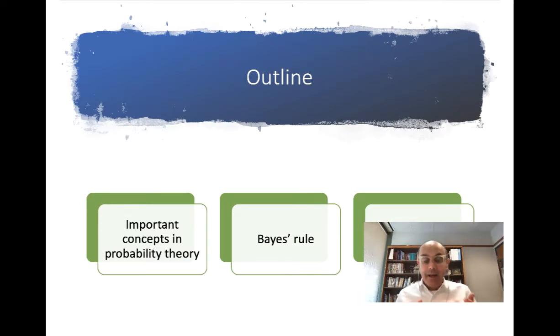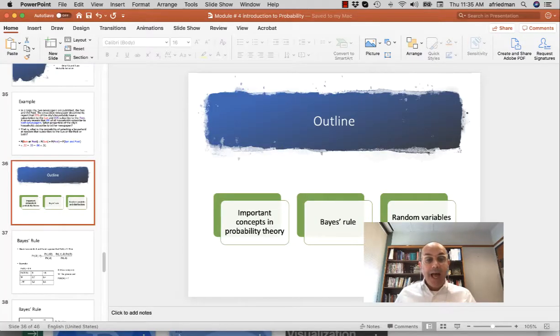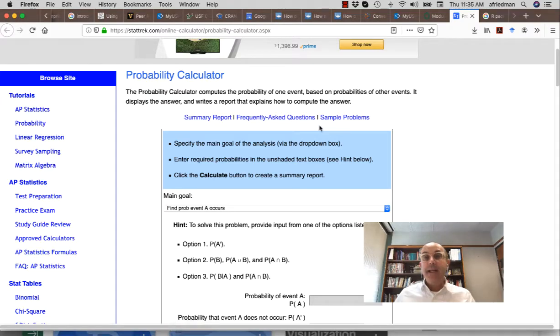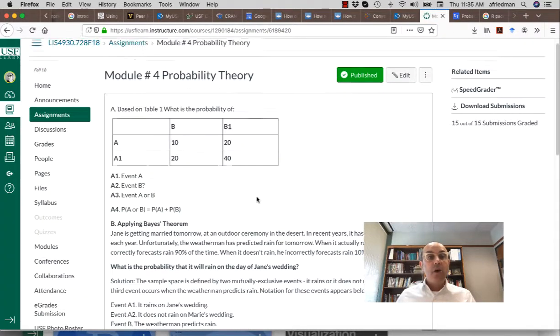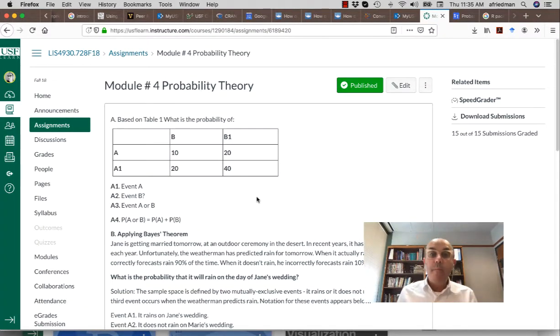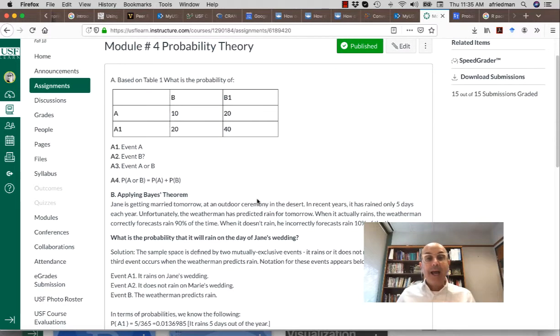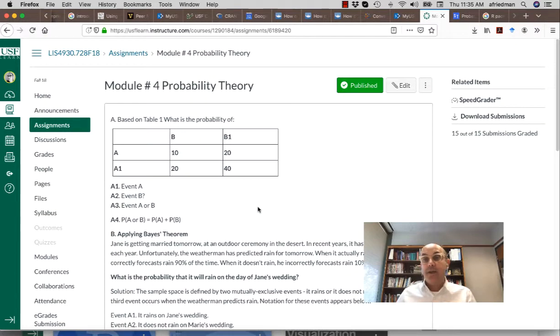So this is the basic outline of probability. In your assignment, you are given a simple probability table with A and B. B has two values, B and B1, and A and A1. And I ask you to evaluate event A, event B, and event A or B, and apply these rules to it.